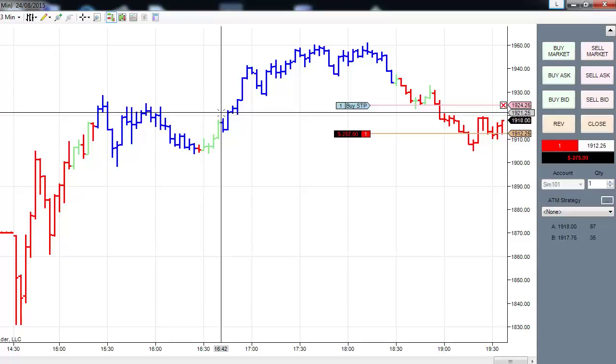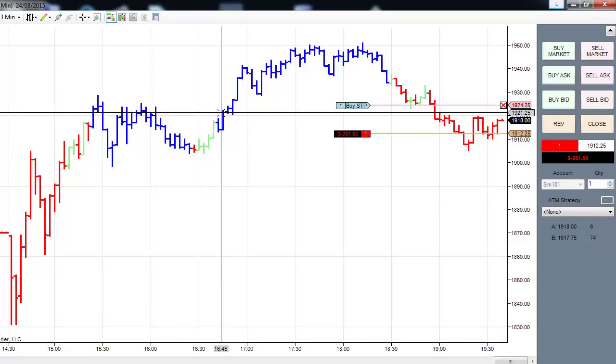So again, our trade's not looking too healthy as we speak. It is minus $262.50. But again, it hasn't negated our sell signal. So we'll just have to see whether it's going to be successful or unsuccessful.